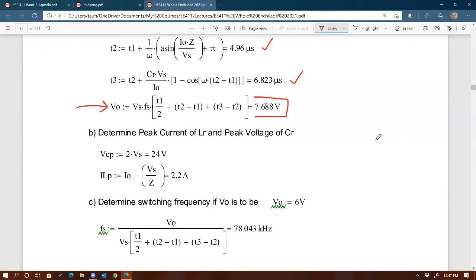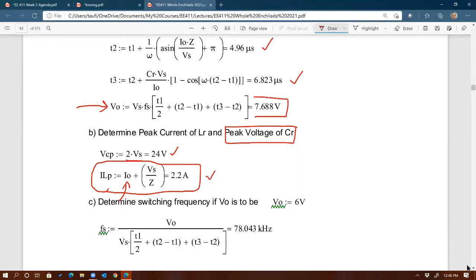All right. And then part B, determine peak current of L and peak voltage of C. We learned from the second state, when we have this resonant converter, resonant circuit I should say, that the peak of the capacitor voltage is twice the input. So that's what I have right there, it's twice the input. So that's 24 volts. Again, that's coming from one of the equations I have in the derivation of CR voltage and LR current. And we just saw this equation earlier, that the peak value of the inductor current is the offset plus Vs over Z naught. That's going to be 2.2 amps. Any questions so far?